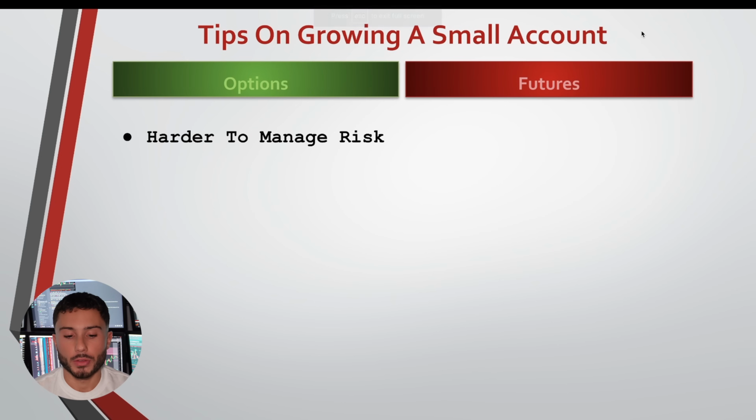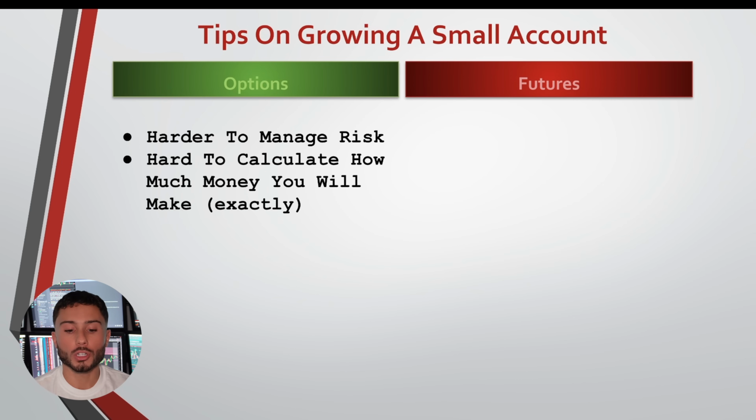Now with options, they are harder to manage risk. I will not lie, it's very difficult to get an exact dollar amount of how much you are going to lose if you are incorrect on the options trade, because options move and are priced in because of other things not dependent on price action itself, such as volatility and time. It's also harder to calculate how much money you're going to make exactly because of those factors as well.